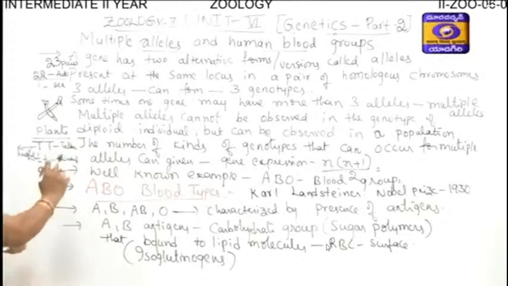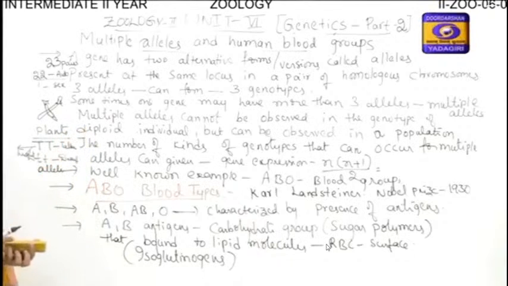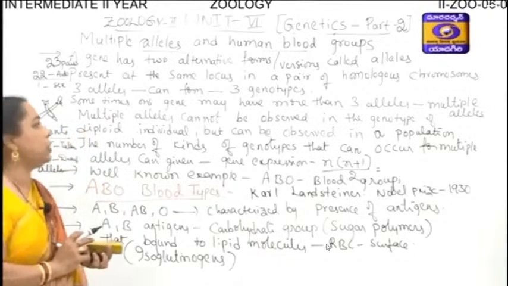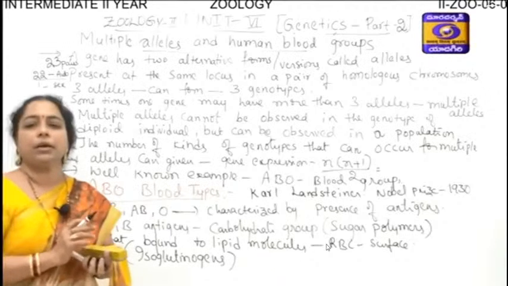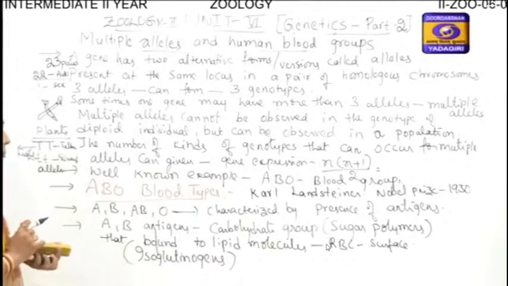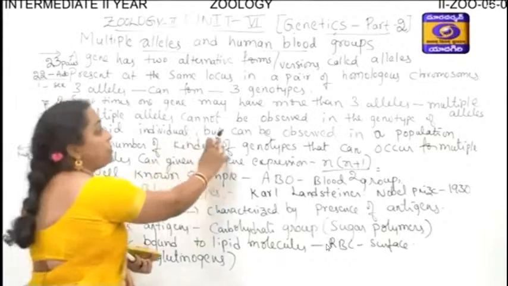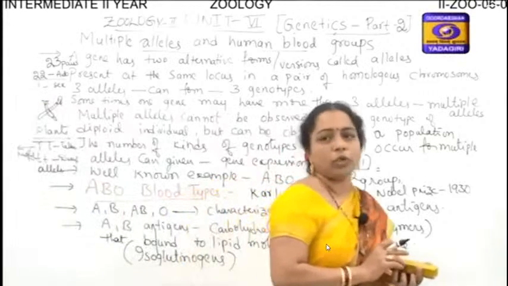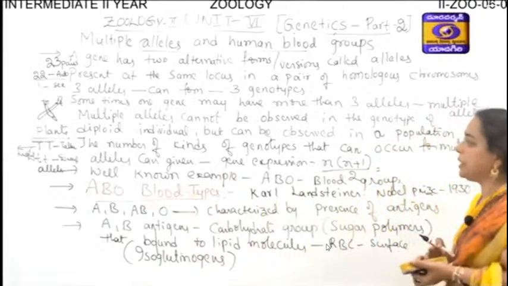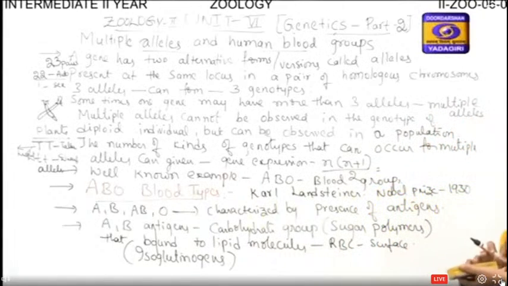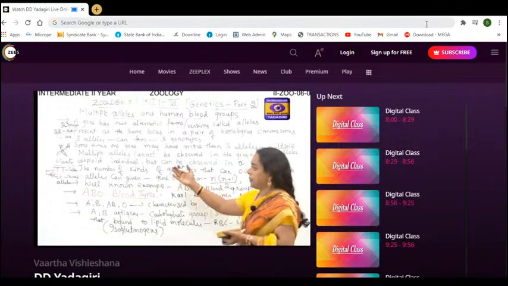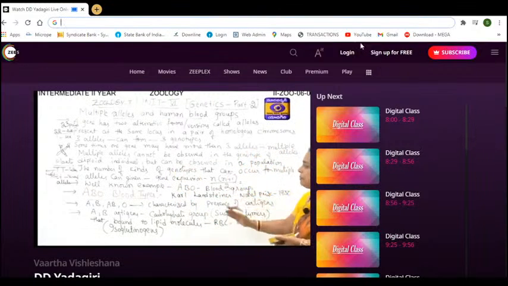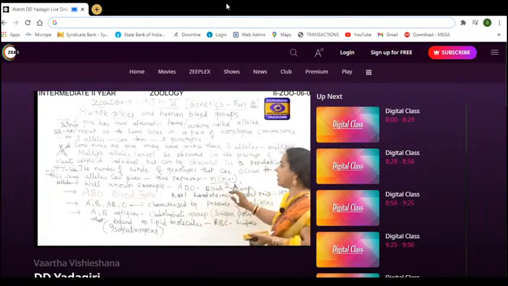Generally, multiple alleles cannot be observed in the genotype of one diploid organism. It cannot be observed in a single human being or single organism, but it can be observed in a total population. Now, let us give some examples of multiple alleles. The best example for multiple alleles is the ABO blood group.